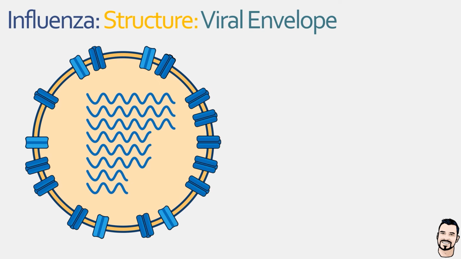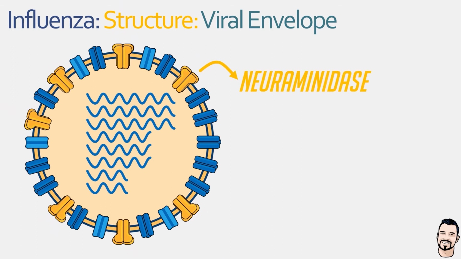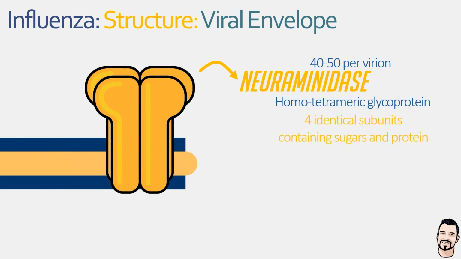Now, there is just one final protein which forms the last piece of our virion envelope, and that is neuraminidase, or NA, or simply N protein, which is the second of our 2 key proteins located on the surface of the influenza virion. Now, there are approximately 40 to 50 of these neuraminidase proteins per virion, and they are what we call a homotetrameric glycoprotein, which again, if we break this down, means each neuraminidase is composed of 4 identical monomer subunits, as we can see from the structure, with each subunit composed of both carbohydrates and protein, hence the term glycoprotein.